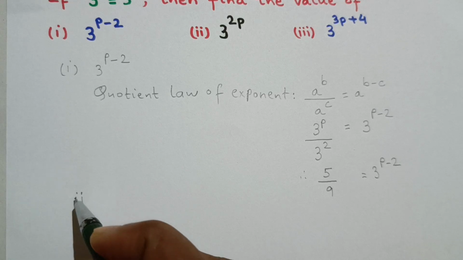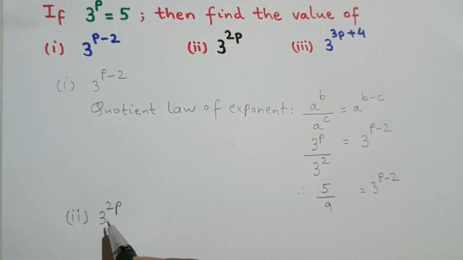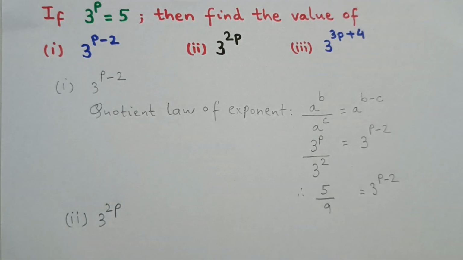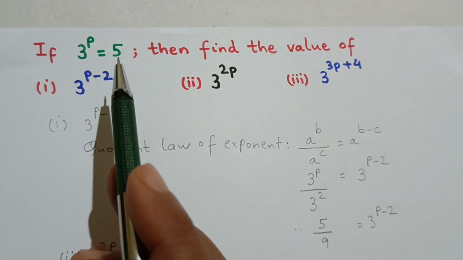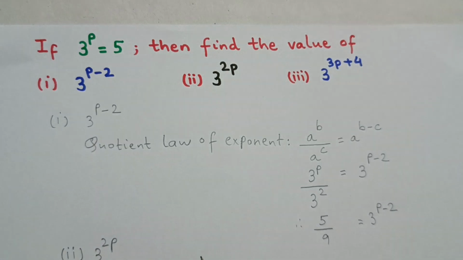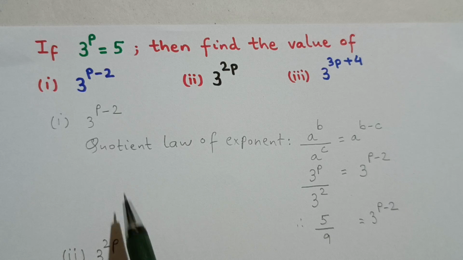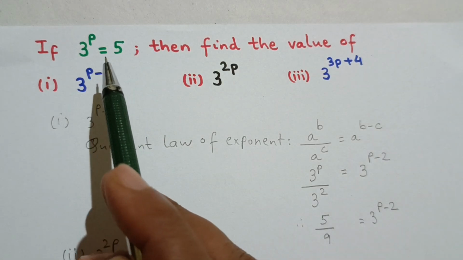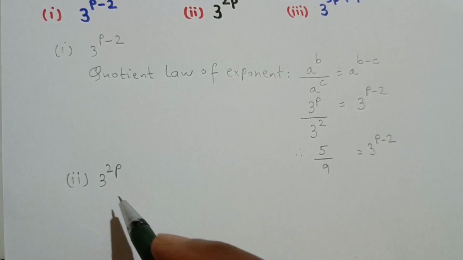So 3 to the power 2p. What is the value of this expression? I know that 3 to the power p is equal to 5, and I have to find the value of the expression 3 to the power 2p. So I have to write this expression in such a way that I can take the help of the given information. So let us do it.